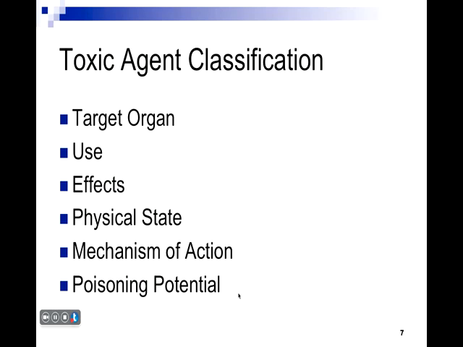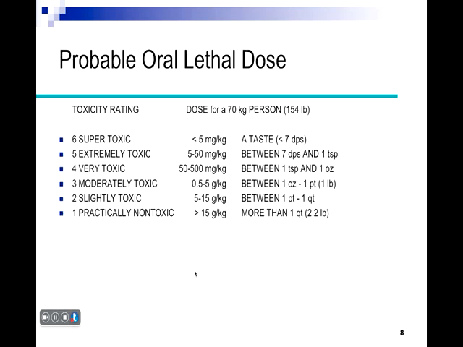And finally, we have poisoning potential. And this is the way that the general public tends to classify toxic agents. For example, you could have a range here. This is just an arbitrary range from super toxic to practically non-toxic, where super toxic would be something that a taste or a few drops could be potentially lethal. And what we're looking at in this particular table is a probable oral lethal dose for a 154-pound person, to practically non-toxic, which is more than a quart. And there is a range of these, and some examples might be something that's practically non-toxic, where you could ingest more than a quart.